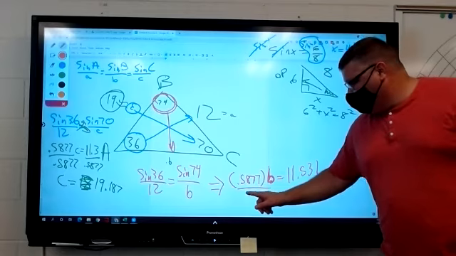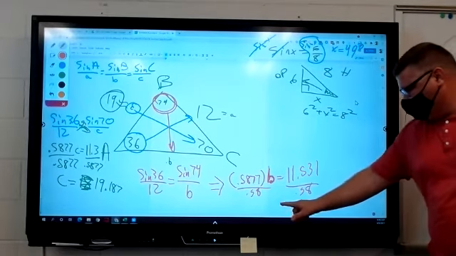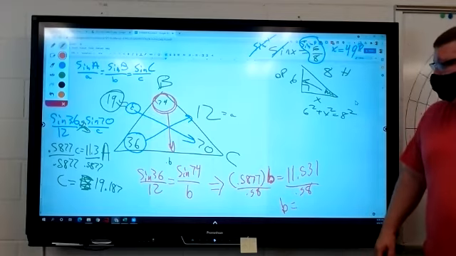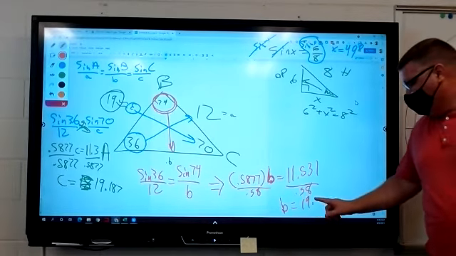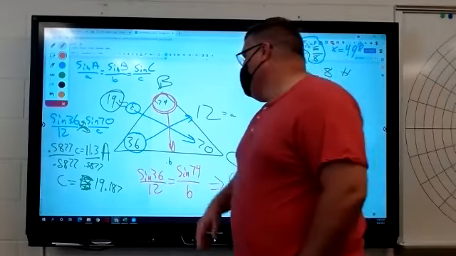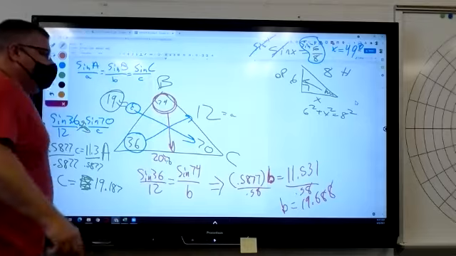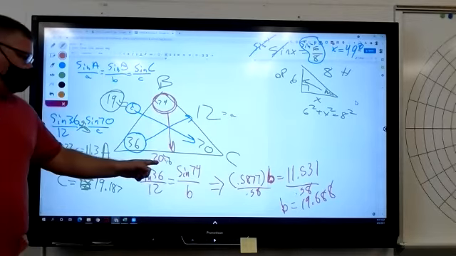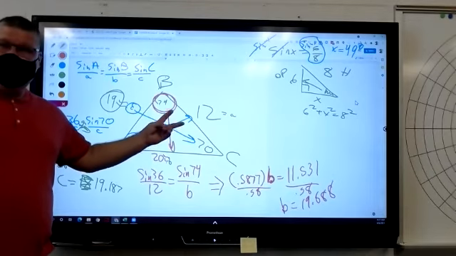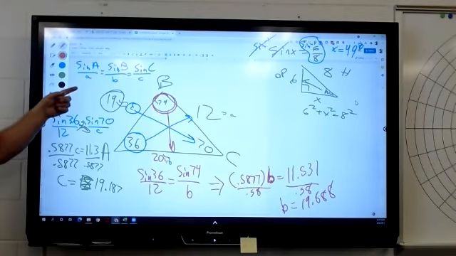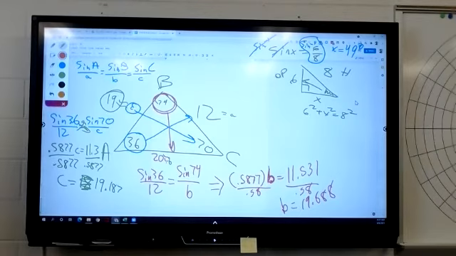Well, just straight up divide, right? The answer is? 19.888. Okay, so basically 20. Do we agree with that? Now, why would it make sense that this is 20 and that's 19? Look at the two angles. 70 goes with 19, 74 gets a little bit bigger and goes with 20. Do we agree with that?